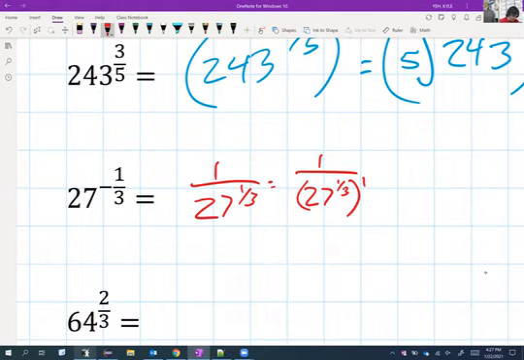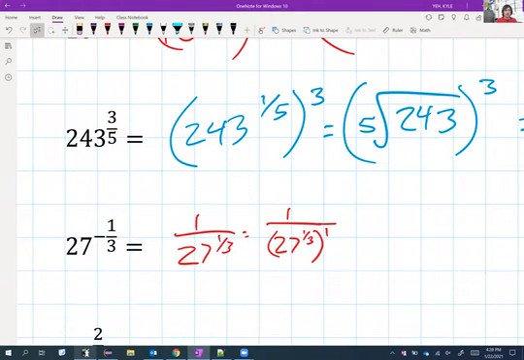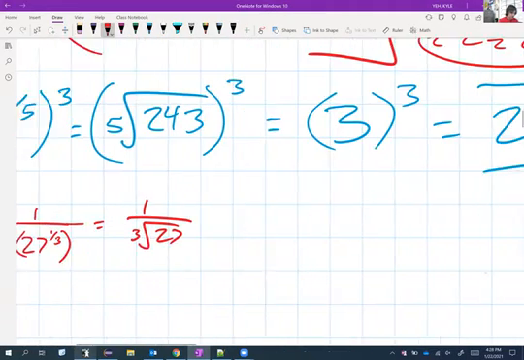And since that numerator is 1, I could put a 1 out there. I'm going to go up so you see my comparison. 243 to the 1/5, and then I cubed it because that was the numerator. 27 to the 1/3, but really 1/3 was what I was asking all along, right? So all I need to do is find the cube root of 27, find a group of 3, simplify that 27, and then it's 1 over whatever that is.